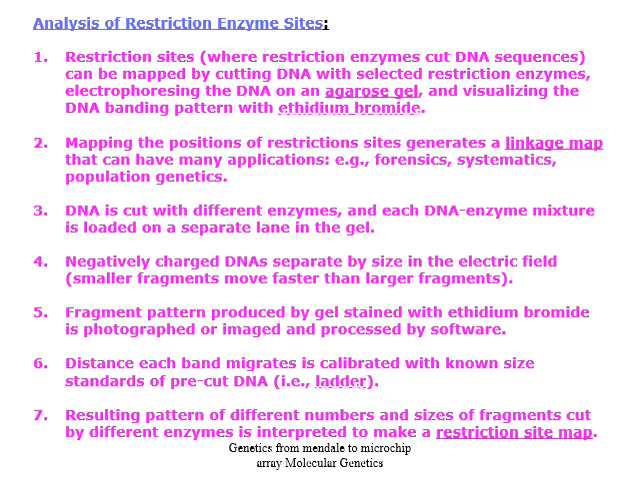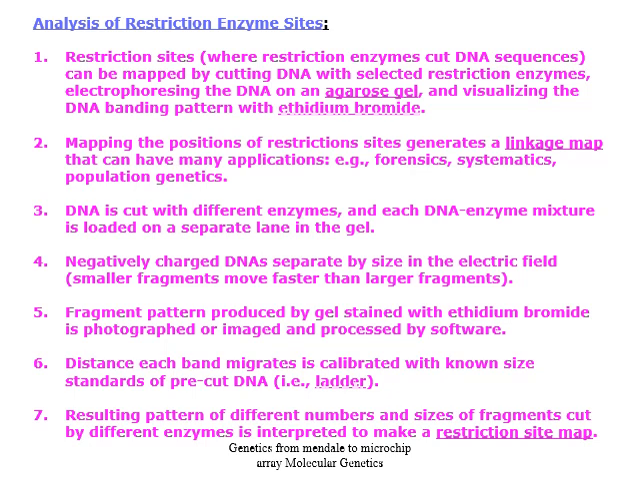DNA is cut with different enzymes, and each DNA-enzyme mixture is loaded in a separate lane in the gel. Negatively charged DNA separates by size in the electric field. Smaller fragments move faster than the larger fragments. The fragment pattern produced by the gel stained with ethidium bromide is photographed or imaged and processed by software.